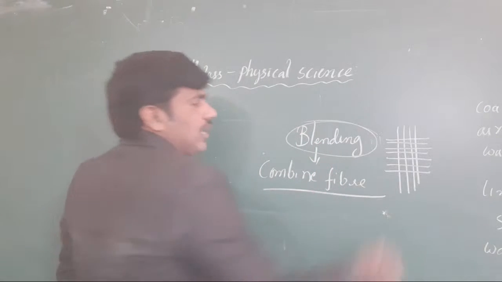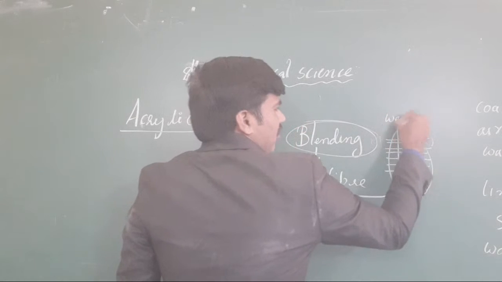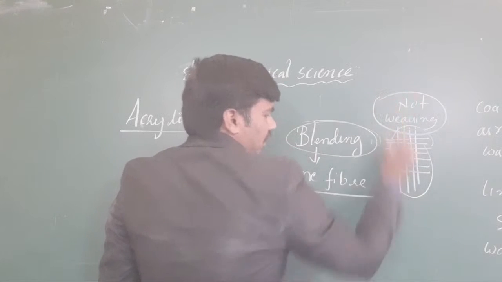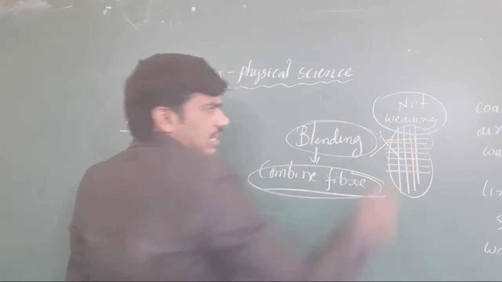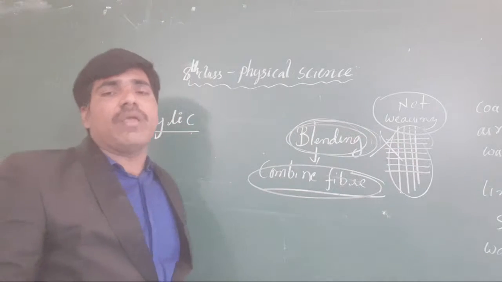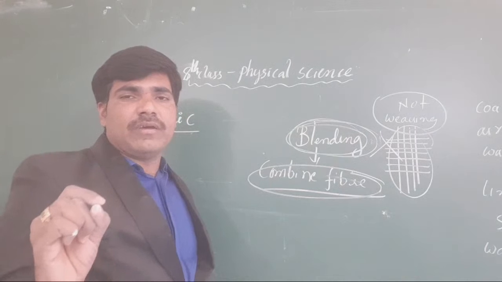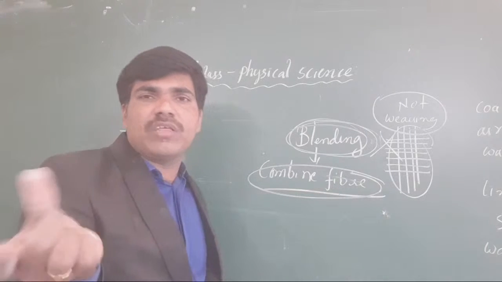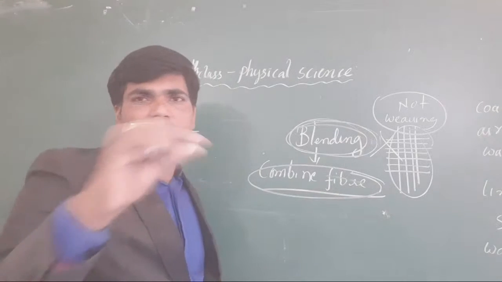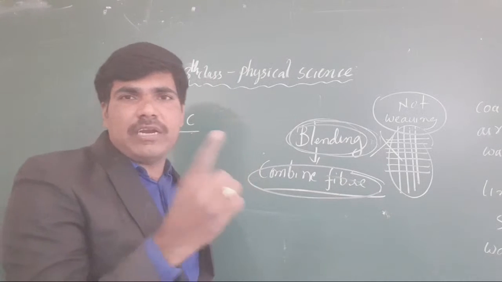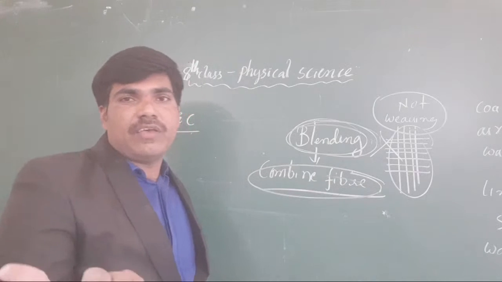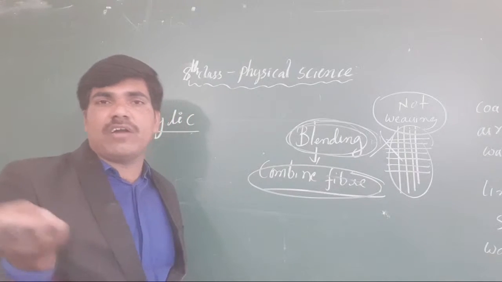But we are not taking weaving for the purpose of combining fibers. We take blending. Blending means you take a synthetic fiber and a natural fiber, and you convert these two things into one particular polymer. That polymer is then combined with another by using spinning, or by using spinners.